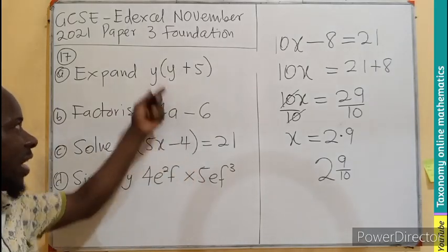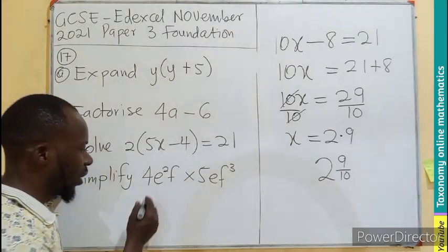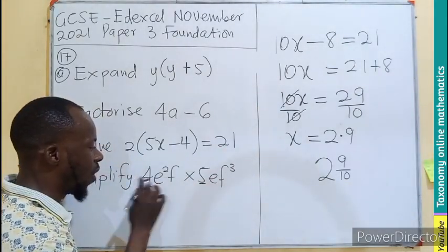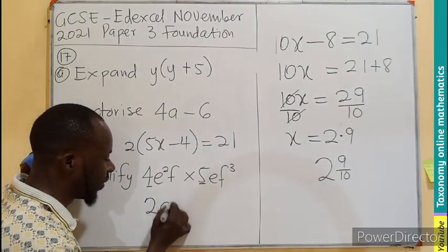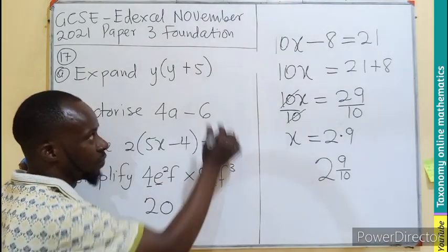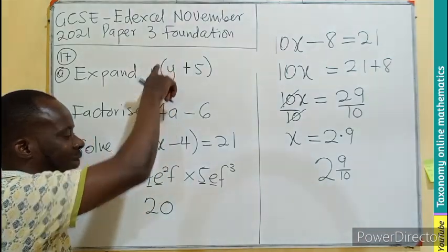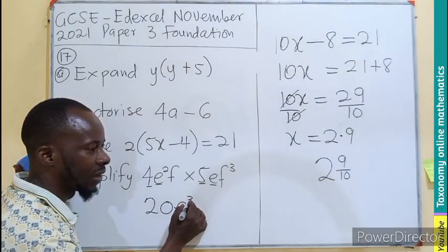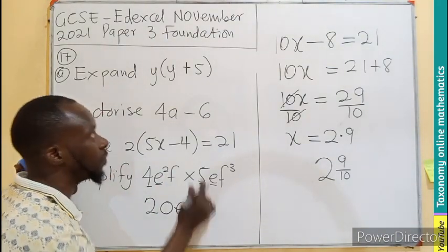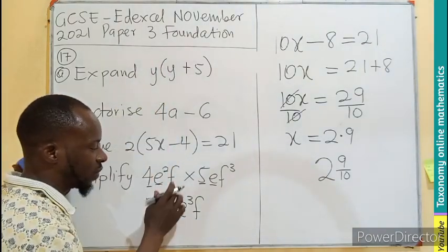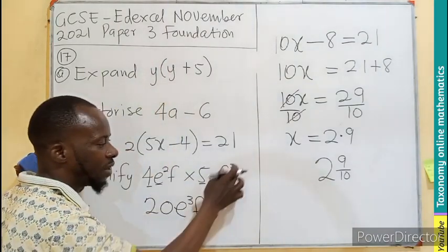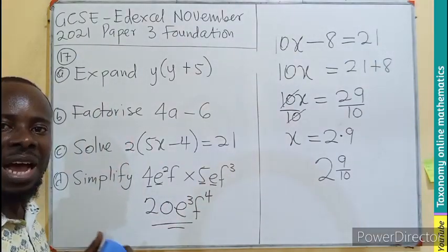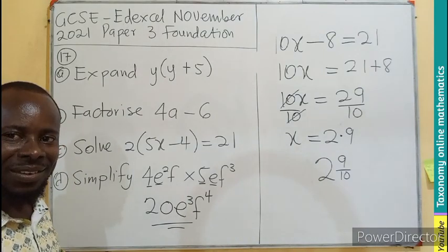Here we are multiplying, and just like we mentioned, when we are multiplying algebraic terms, constants multiply together. So 4 times 5, that will be 20. e times e, don't forget, y times y, we add the exponents. So exponent 2, exponent 1, gives you e exponent 3. Then the f will also come, f times f, we add the exponents. So f exponent 1, f exponent 3. 1 plus 3 gives you 4. So this becomes the final answer you get if you are to multiply this. I believe you get it.